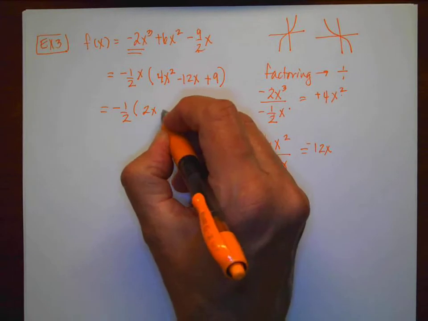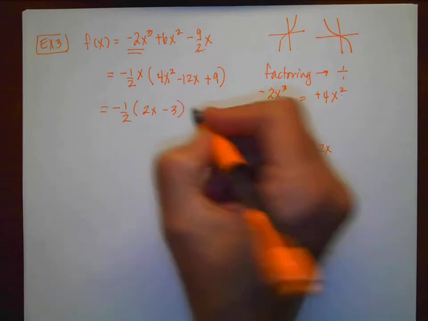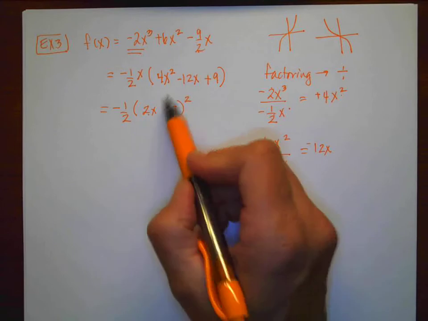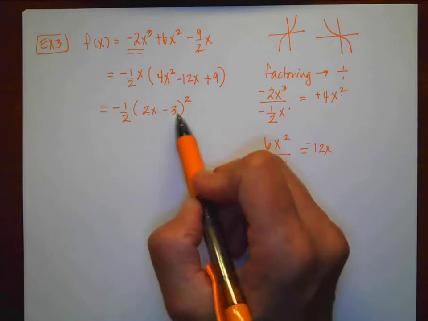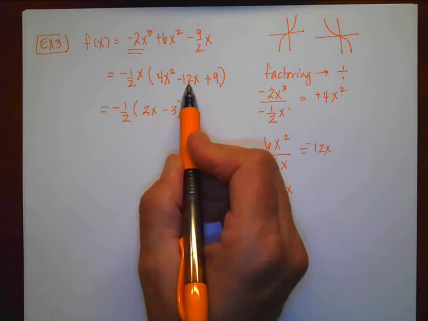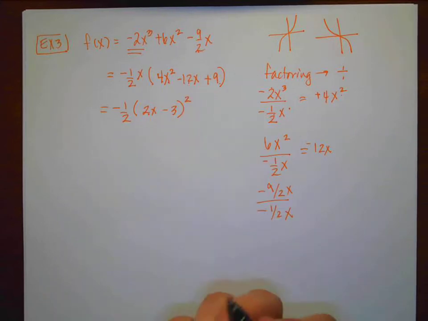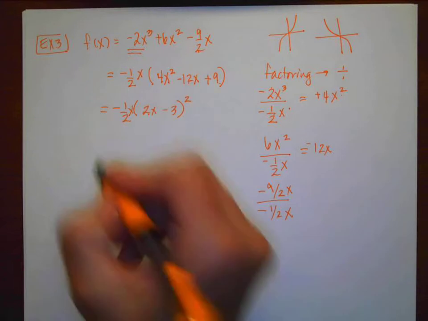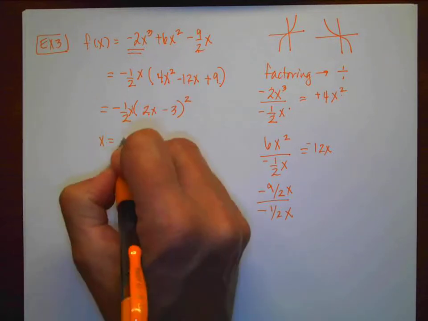This is a perfect square, 2x. This is a perfect square, 3. Let's check and see if this works. 2x squared is 4x squared. 3 squared is 9. This is a negative 6, and double it, that's a negative 12. That actually worked out fairly politely, except I forgot the x.